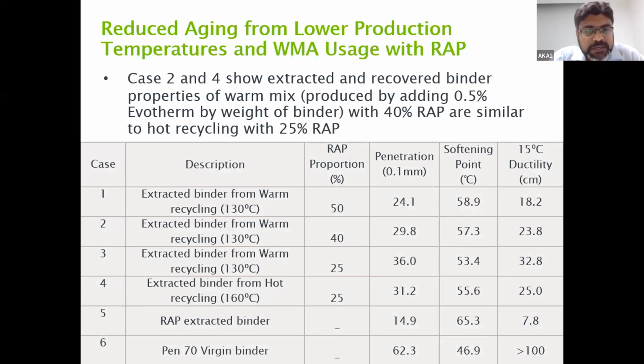Here you see cases 2 and 4, where the warm mix was done at 130, and again extracted binder from a hot mix which was done at 160. The properties are more or less similar. So with warm mix, they're able to use more RAP. The RAP in the hot mix was almost around 25%, whereas with the warm mix it was around 40%. And still the properties, the ductility, the softening points are more or less similar here and there.